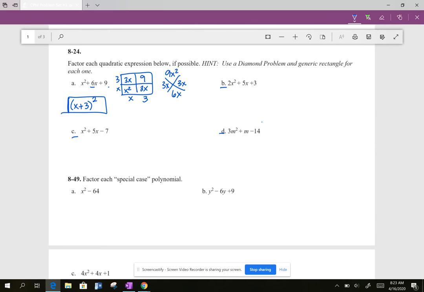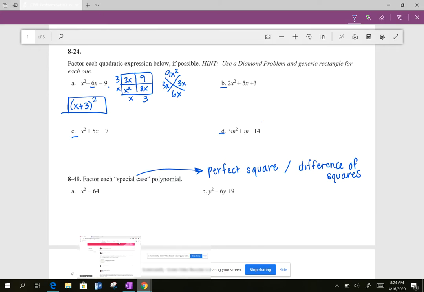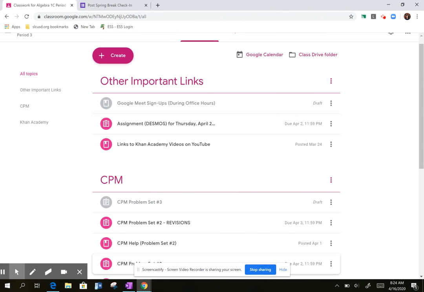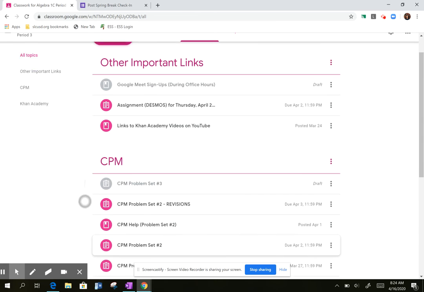Okay, 8-49, factor each special case polynomial. What does special case mean? Special case can be a perfect square case or a difference of squares. If those names sound familiar but you don't remember what they mean, you can go to Google Classroom, go to classwork. I did include some notes for Khan Academy one day, notes about these special cases.